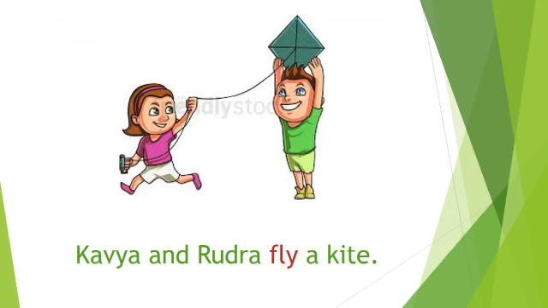Now in this example, Kavya and Rudra fly a kite. There are two children, Kavya and Rudra. So how many nouns do we have? We have multiple nouns. We have two nouns. That means we have more than one. So with plural nouns, we will not add any s to the verb. That's why we have written fly as it is. Kavya and Rudra fly a kite. We will not write Kavya and Rudra flies a kite. That we will not write. That would be wrong.